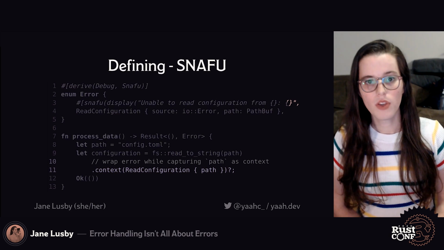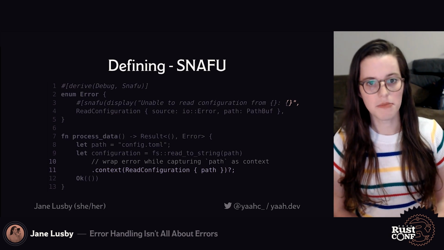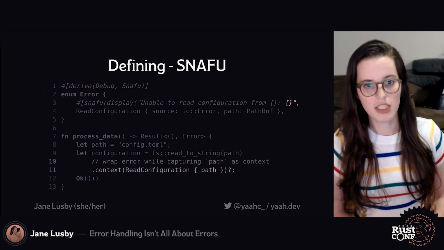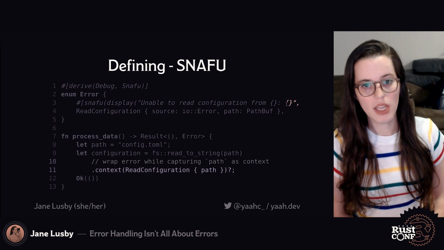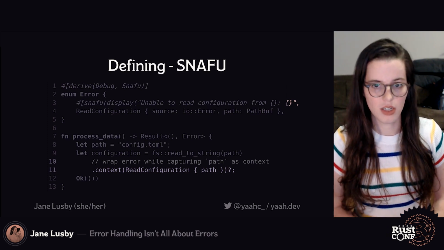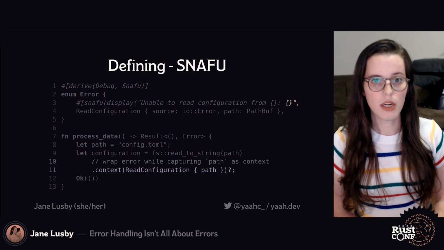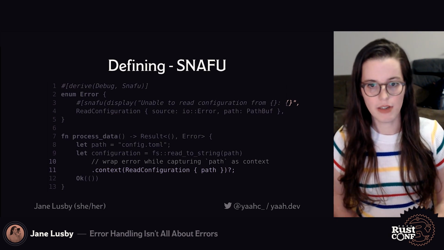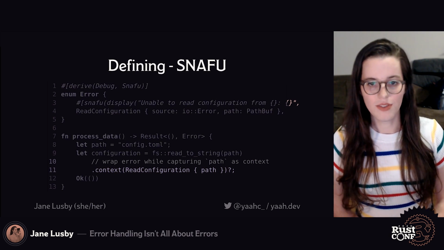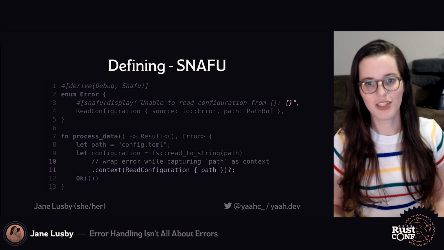You may notice that the source member is missing here. This is because the context function implicitly passes along contexts like the source and the backtrace, making it so you only have to capture additional context that is unique to your error variant. It then internally creates the correct wrapping error variant from your enum, and you can think of this as syntax sugar for map error.